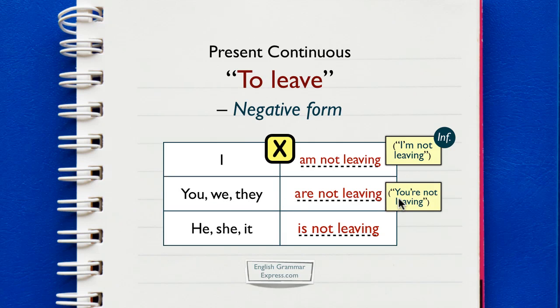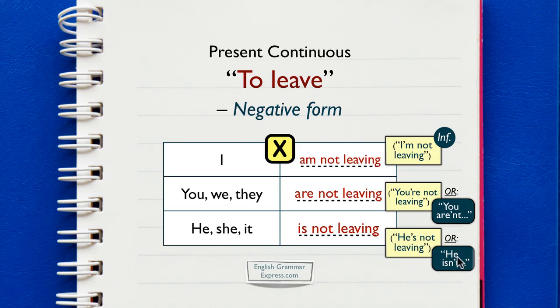They're not leaving. We could also say, you aren't leaving. We aren't leaving. They aren't leaving. And finally, here we have, he's not leaving. She's not leaving. It's not leaving. Or he isn't leaving. She isn't leaving. It isn't leaving. So those are the conjugations for present continuous.